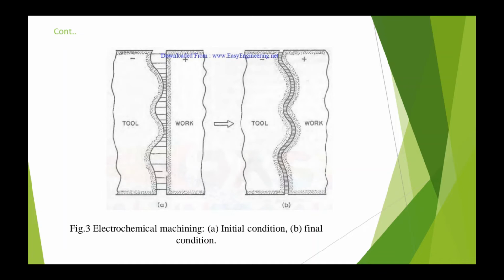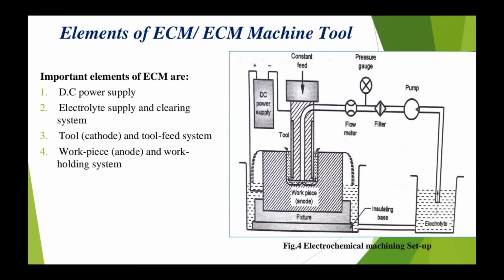Electrolyte must be circulated at a rate sufficiently high to conduct current between them and to carry away the heat. Metal is removed from the workpiece by the dissolution process only. Okay, now this is about the working principle. Now we'll move to the next part, that is the setup of electrochemical machining, or elements of electrochemical machining. So now see the diagram.